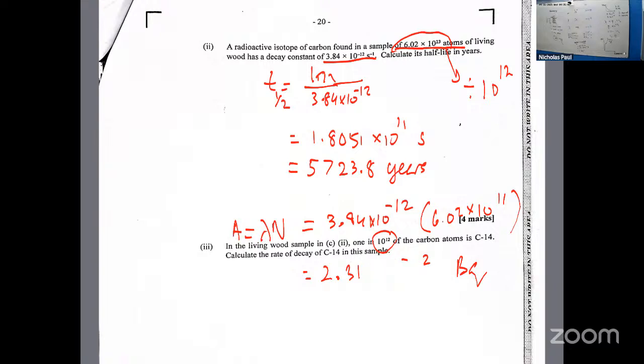How much you got? 2.31. That's it. 6.4. Yeah, 23 minus 2. Make it more sense. Take it back and see.